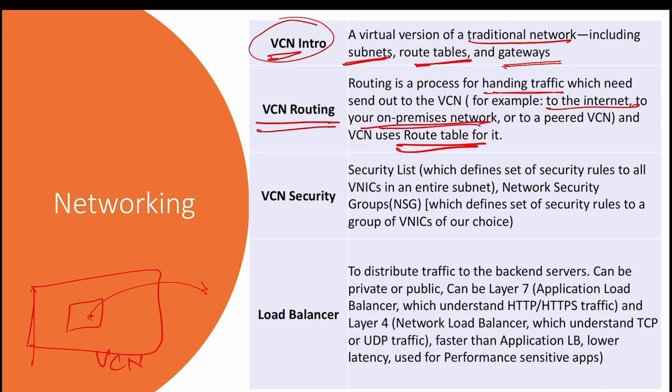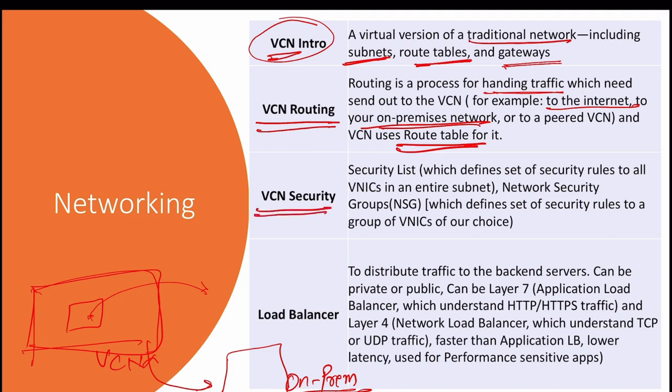Your VCN is in the cloud and you want to make a connection to your own organization, which is known as the on-prem data center. When we have the connectivity, then this route table comes into the picture, and whenever the traffic is moving between them, it's known as routing.